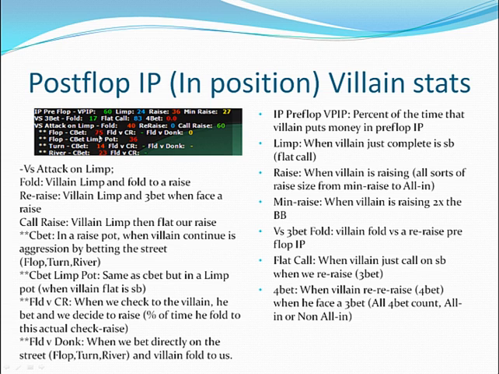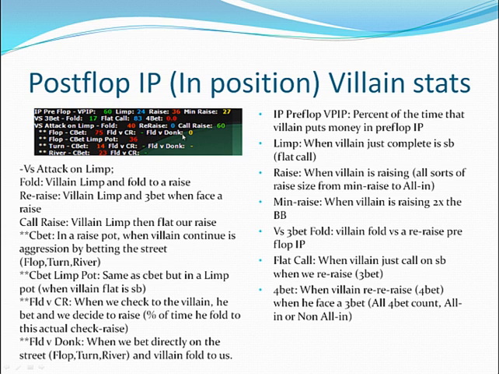Flop c-bet, this is in a raise spot, when the villain continues his aggression by betting the flop. So the villain is raising pre-flop, this is the first aggressive action he takes, and now he bets the flop. This is the second aggressive action he's taking, so this is the c-bet there. Fold versus check raise, so this is whenever the villain folds when he c-bets and we decide to raise his c-bet. This is the number actually, we don't have any time the villain folds there.